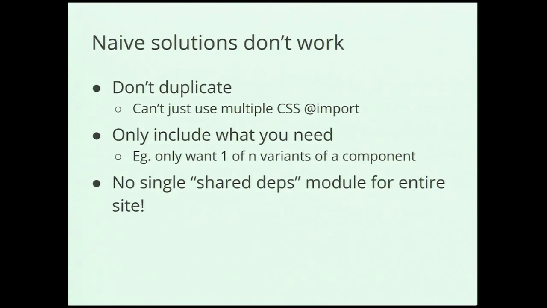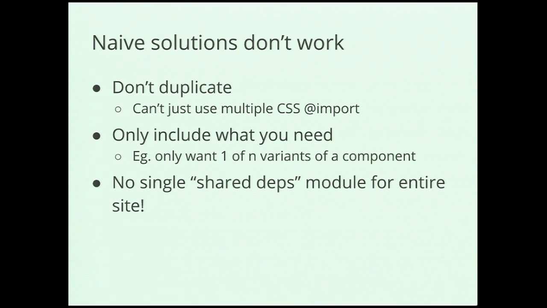So let's stipulate upfront that the naive solutions don't work for our case. We cannot just use a CSS @import on every page we visit, because this would just duplicate download all of that shared code. And you've seen we have a ton of shared code. In addition, we want to include only what we need. For example, different pages use different variants of the ShareBox I showed you. Now, if the profile page wants 1 out of 7 variants, it should only include that one and nothing more.